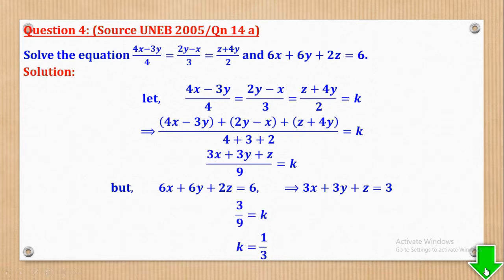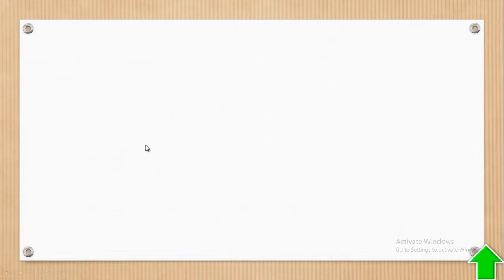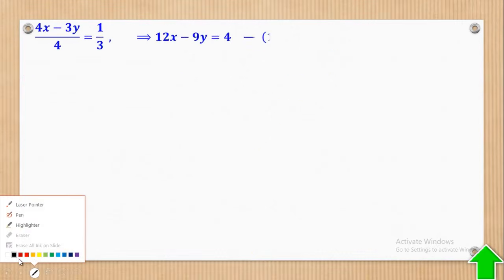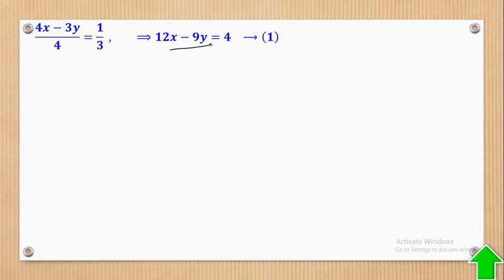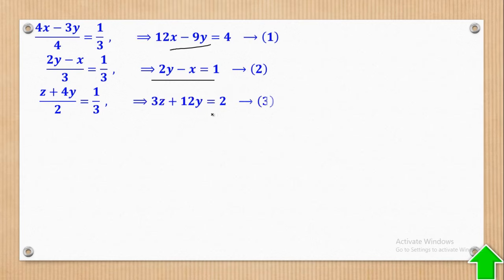Now that I've got the value of k, I'll equate k to each term. Equating it to the first term, I'll come up with equation 1. To the second term, equation 2. And to the third term, equation 3. Now those are 3 equations and 3 unknowns. So what we are going to do is choose either the elimination or substitution method. Let me begin with the elimination method.